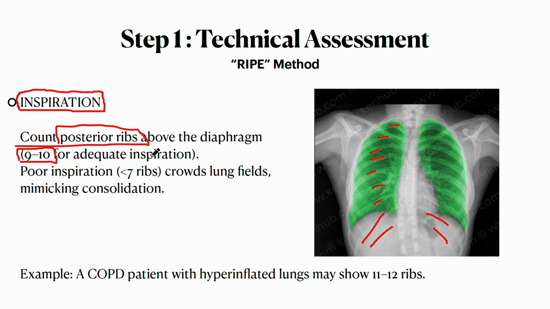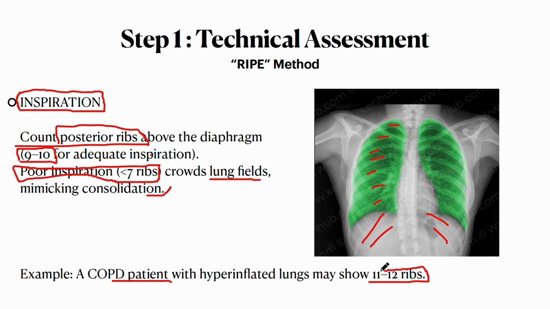So what happens if there is poor inspiration? Less than 7 ribs is called poor inspiration. And what actually happens is that it crowds the lung fields, mimicking consolidation as in pneumonia. A COPD patient with hyperinflated lungs may show 11 to 12 ribs. That is a case example, right?